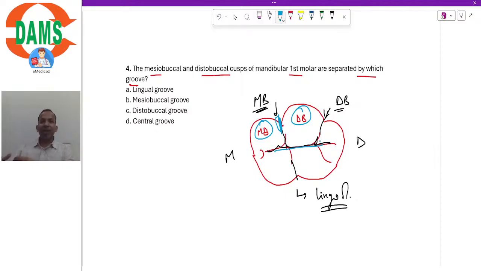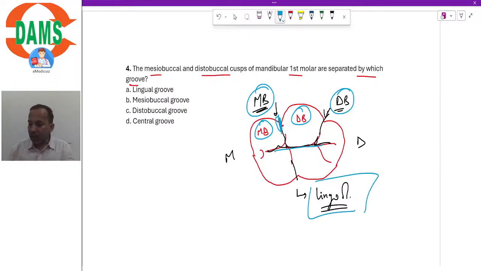That does not mean that the central groove is extending onto the buccal or onto the lingual surface. So the central groove is not extending. It is the buccal groove, right? So here we have the mesiobuccal and here the distobuccal groove. And then this lingual groove is on the lingual surface. So what will be our correct answer here? Here it will be option B, that is mesiobuccal groove, right?